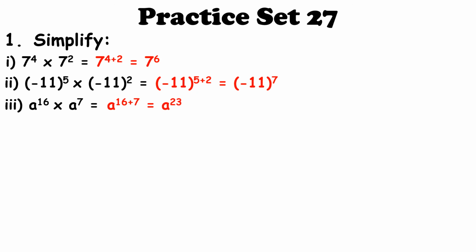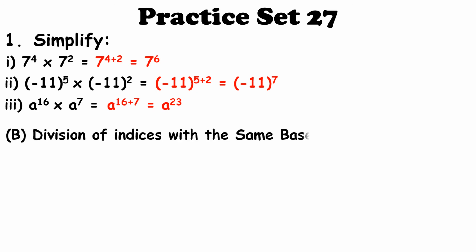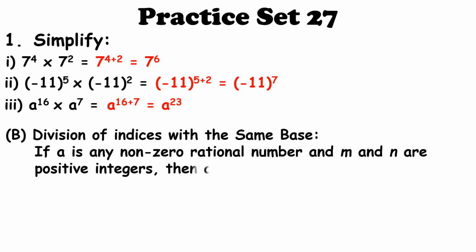So that was our first rule. Let us study about the second one. Division of indices with the same base. If A is any non-zero rational number and M and N are positive integers, then A raised to M divided by A raised to N will give us A raised to M minus N. In this case, instead of multiplying the indices with same base, we will divide them.